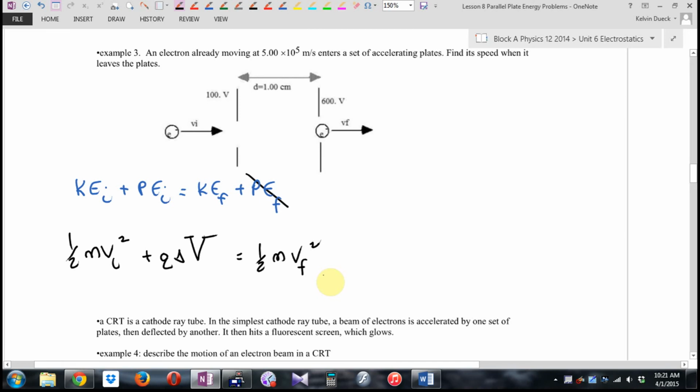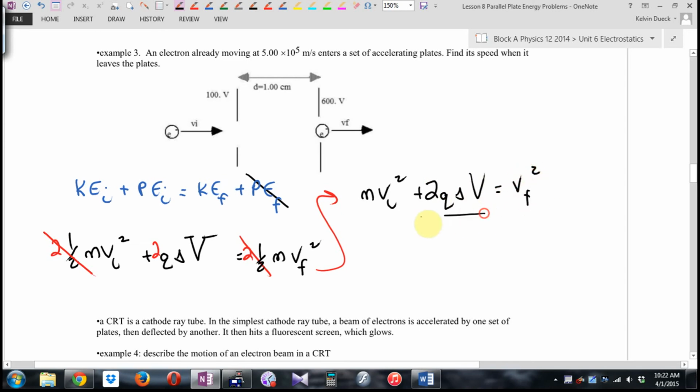I think I can get the V by itself. I mean, I don't have to. You could, if you wanted to, crunch that, get an answer, times by 2, divide by m, square root. But just for giggles, I think I'm going to go like this. Times by 2, times by 2, times by 2, because that gets rid of that, and that gets rid of that. And I get mv initial squared plus 2q change in voltage equals v final squared, divide by m. Square root.